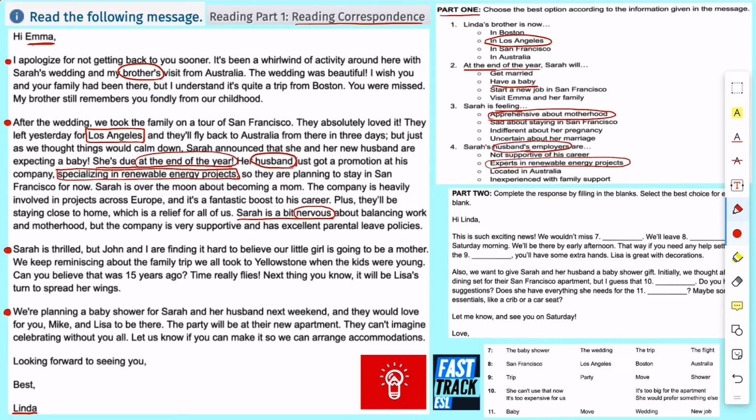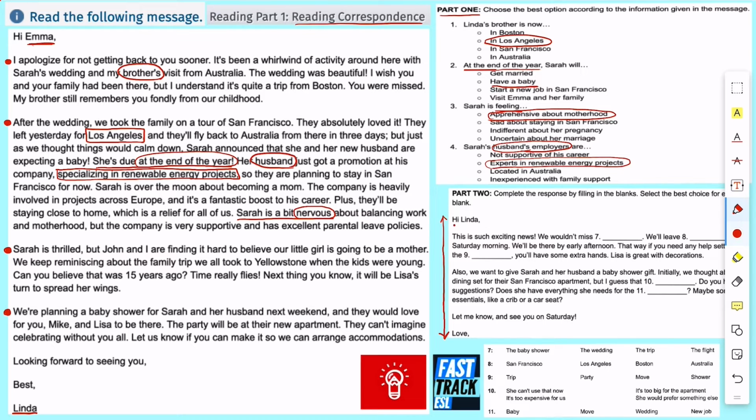Okay, part 2. In part 2, what we're supposed to do is to complete this response by filling in the blanks. Again, if you remember my advice from previous videos on this channel, the best approach is to first read the response entirely by ignoring the blanks, just to get an idea of what this response is generally saying and what the writer's attitude is in this response.